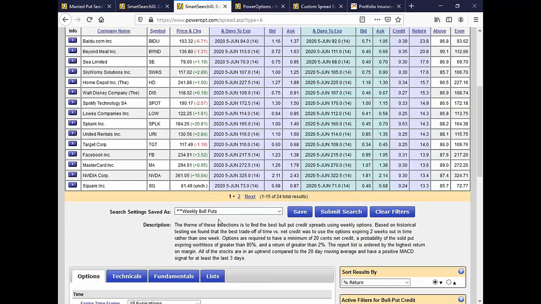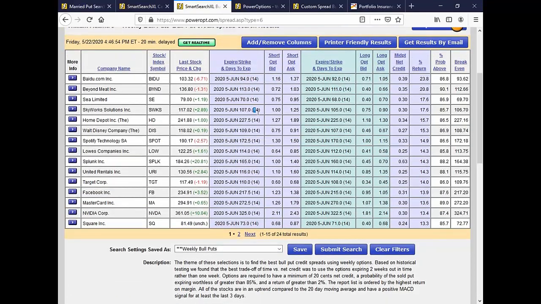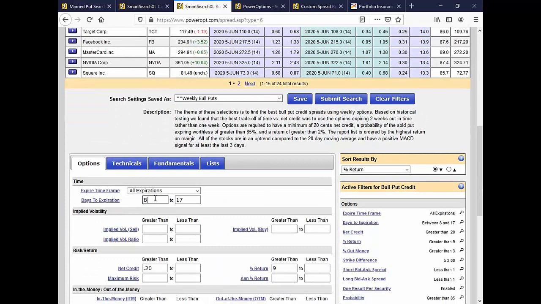It says weekly bull put credit spreads, but all of the puts are 14 days out in time. Why? And my days to expiration are 8 to 17 days out in time. Why? Well, it's sort of talked about here a little bit. We want to use the options expiring 2 weeks out in time rather than 1 week, and because we're looking for a minimum net credit of 20 cents.